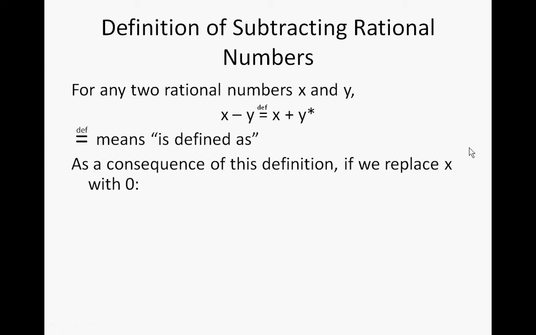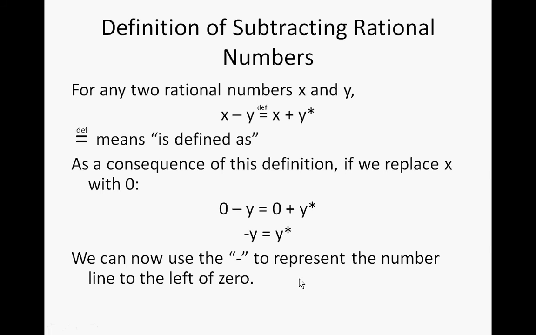So a consequence of this statement is, let's say we replace x with 0. When we do that, we get y minus 0 equals 0 minus y is equal to 0 plus the left pointing vector of y. Well, what that really means is, because 0 cancels each other out, minus y is equal to y star, which is what we've been calling the opposite reflection.